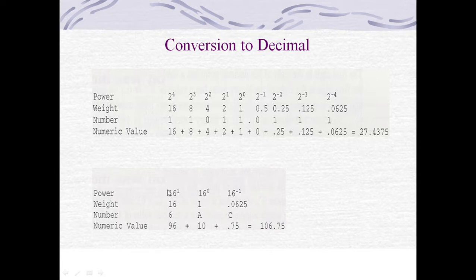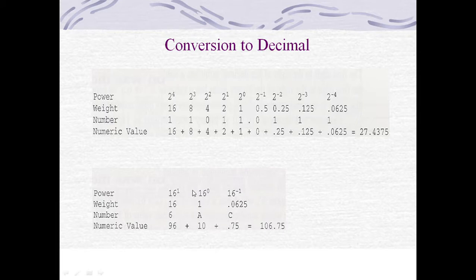Similarly, we can convert hexadecimal numbers to decimal as well, and the procedure is exactly the same. This is the number in hexadecimal system, 6A.C. The dot is missing here, but it is there. This is a number given in the hexadecimal number system, and we have to convert this number into decimal system. So we have to calculate a number in decimal system which is equivalent in value to this number in hexadecimal.